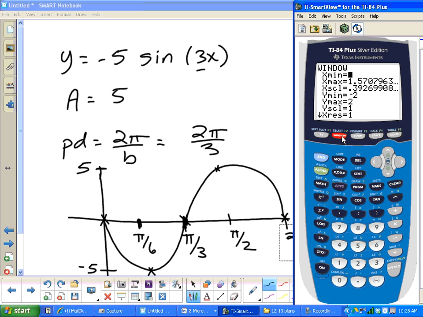Okay, so x min, does that still need to be 0 then? Yeah, okay. All right, what about x max? Yeah, 2 pi over 3, because that was our last number over there. So here we go, 2 pi over 3. Switch it to a decimal. All right, x scale. So what is every unit? Pi over 6. You're counting by pi over 6.